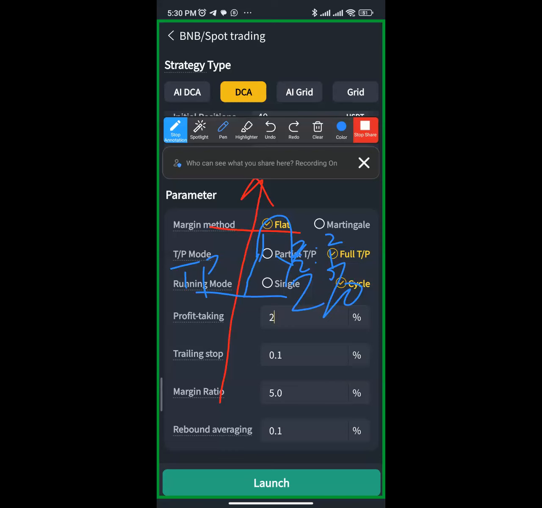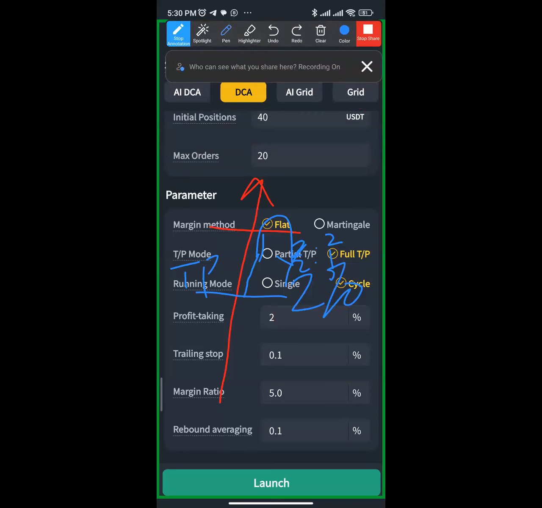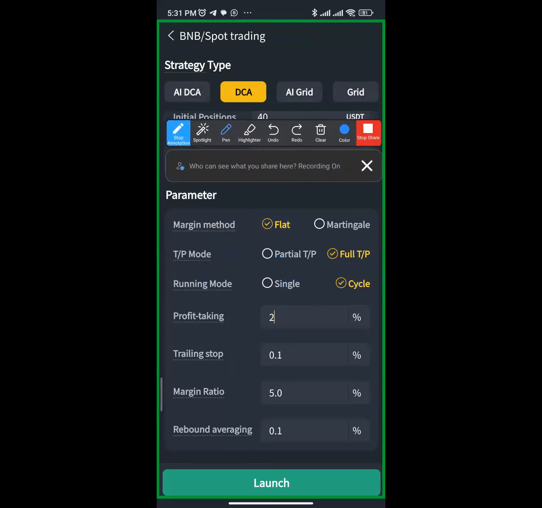Next is the margin ratio. The margin ratio is our buying power: how much BNB, and at what rate do you want to buy it? Remember, we are on the BNB market. Do you want to buy it at every 5% drop, or at every 3% drop? For me, I would prefer to buy BNB at every, say, 3% drop, so that the robot can buy faster. I want the robot to buy faster.